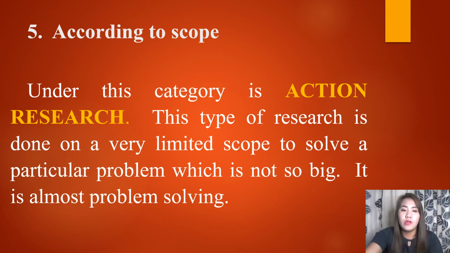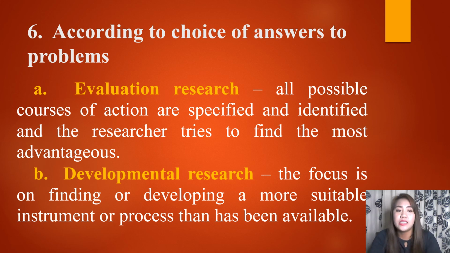Okay? And we have also according to choice of answers to problems. Number one, we have evaluation research. All possible courses of actions are specified and identified, and the researcher tries to find the most advantageous. Okay. For evaluation research, an example is assessment. Okay, assessment of the past, present, or proposed actions.